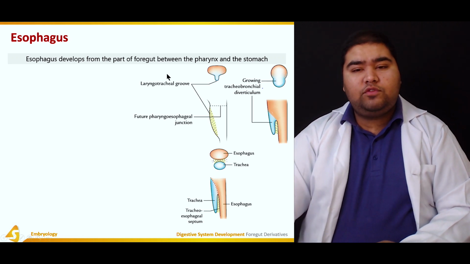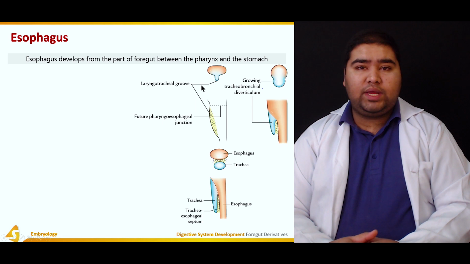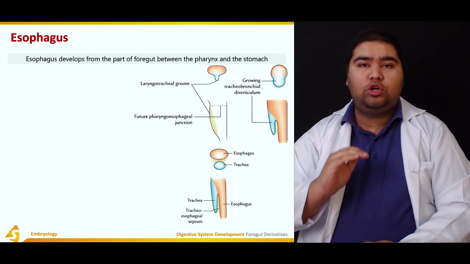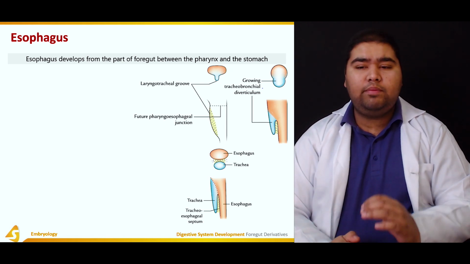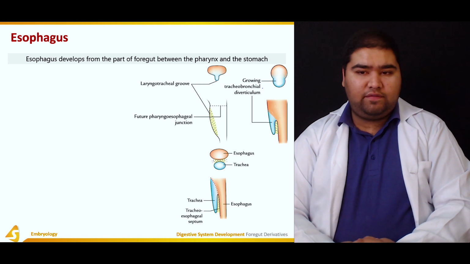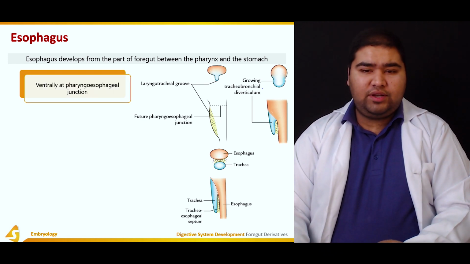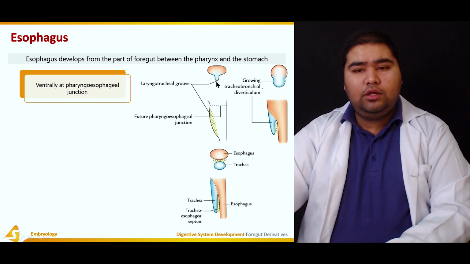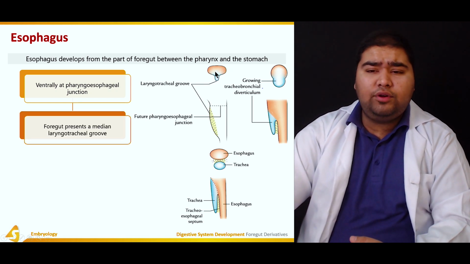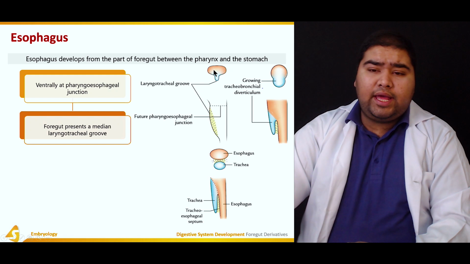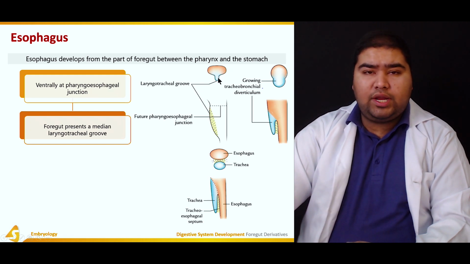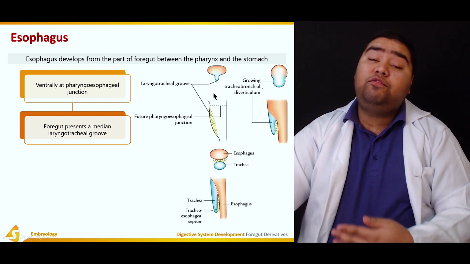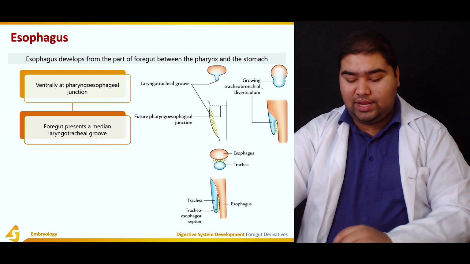So, esophagus develops from the part of foregut that lies between the pharynx and the stomach. So, cranially we have pharynx and caudally towards the feet we have the stomach. In between this we have the esophagus. So, ventrally at the pharyngeoesophageal junction, we see a laryngotracheal groove. So this is the foregut tube, and it gives off a median laryngotracheal groove. So what is a laryngotracheal groove? It will form the adult larynx as well as the trachea.